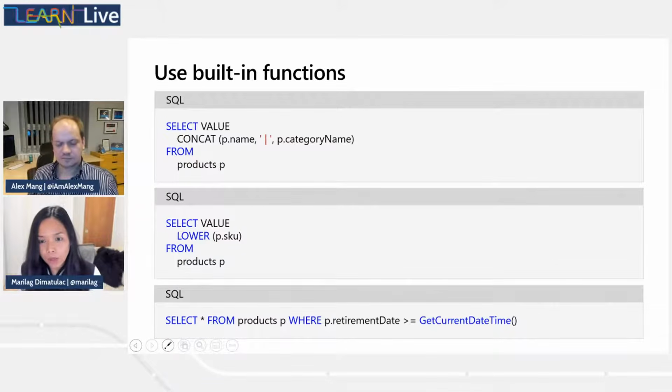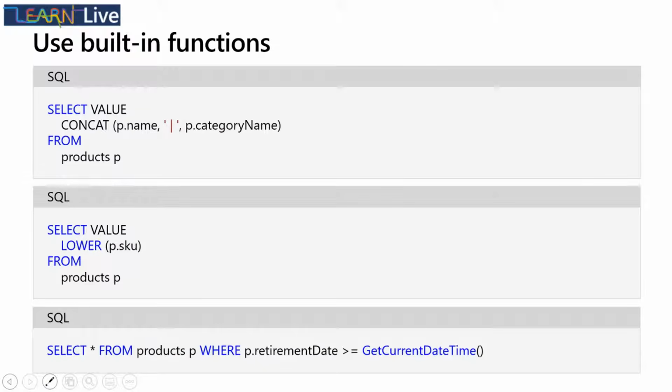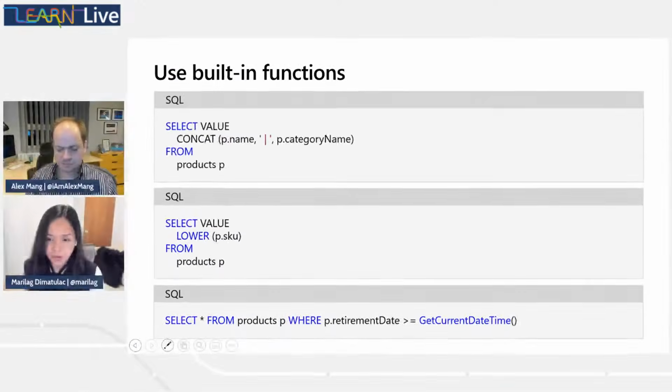And then we also have several built-in functions for getting dates, for example. You can use this get current date time to get the current date time from your database, and then use that as a filter. For example, here we're trying to get the list of products where retirement date is equal to get current date time, or the current date.